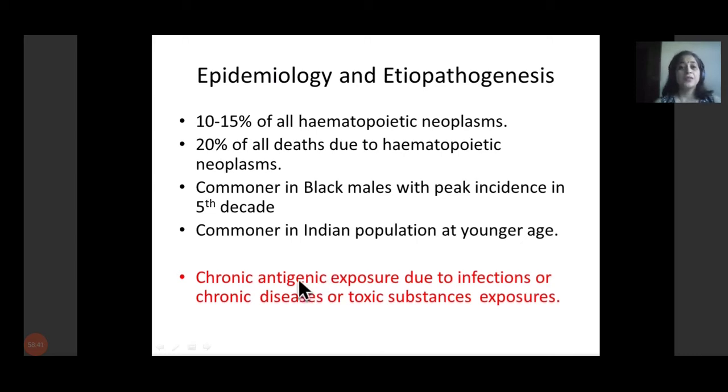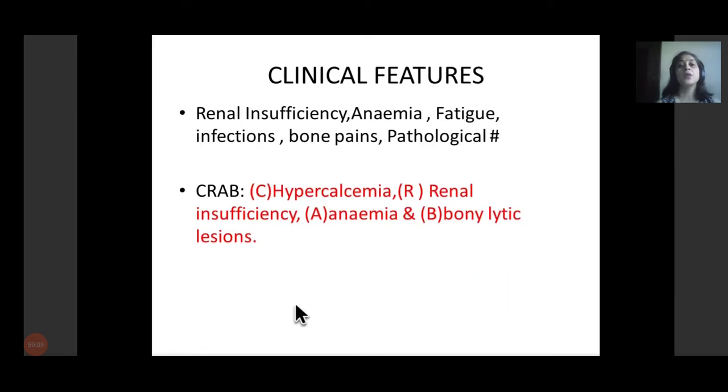Now, what is the etiopathogenesis of this? The etiopathogenesis is that chronic antigenic stimulation or exposure, due to infections, toxic substances, or any other disease like autoimmune disorders, when it happens chronically, can cause a polyclonal gammopathy to switch to a monoclonal one and result in clonal plasma cell proliferation, resulting in plasma cell dyscrasia.